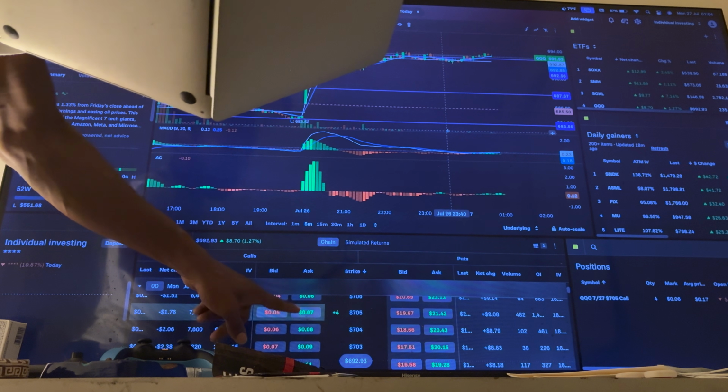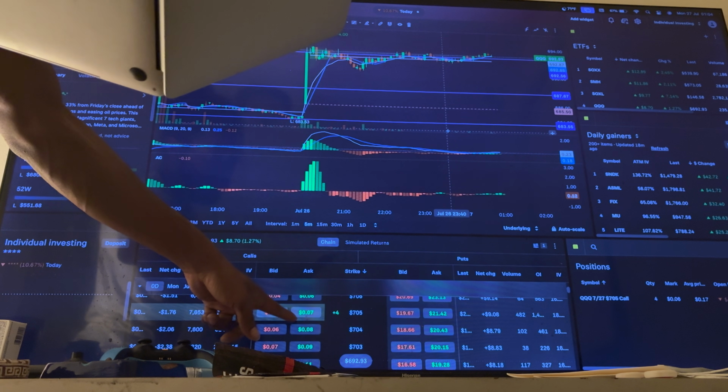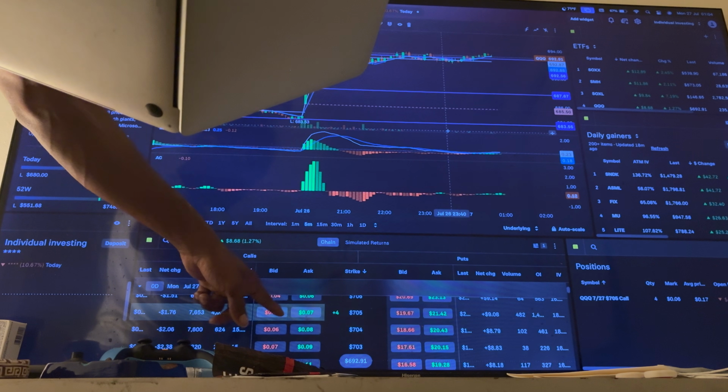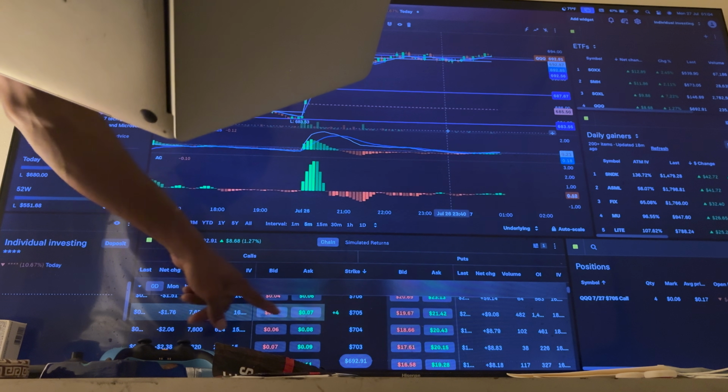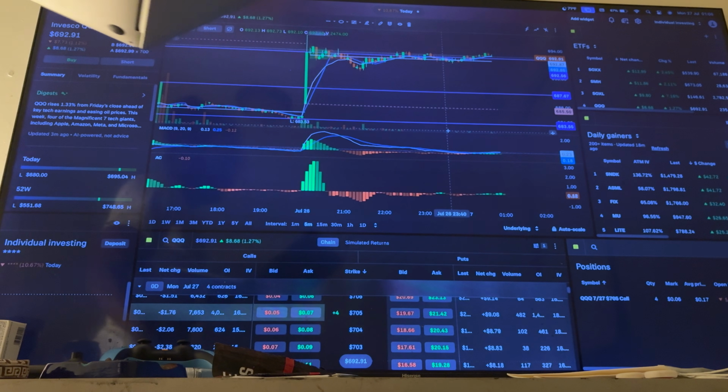So my position right here, but this is for today, 7:05. I got 4 of them. I didn't buy it at 7. This was what it was when it closed Friday. So it's a bad joint in a way, because if you look over here, average, I bought it at $17 for 4.